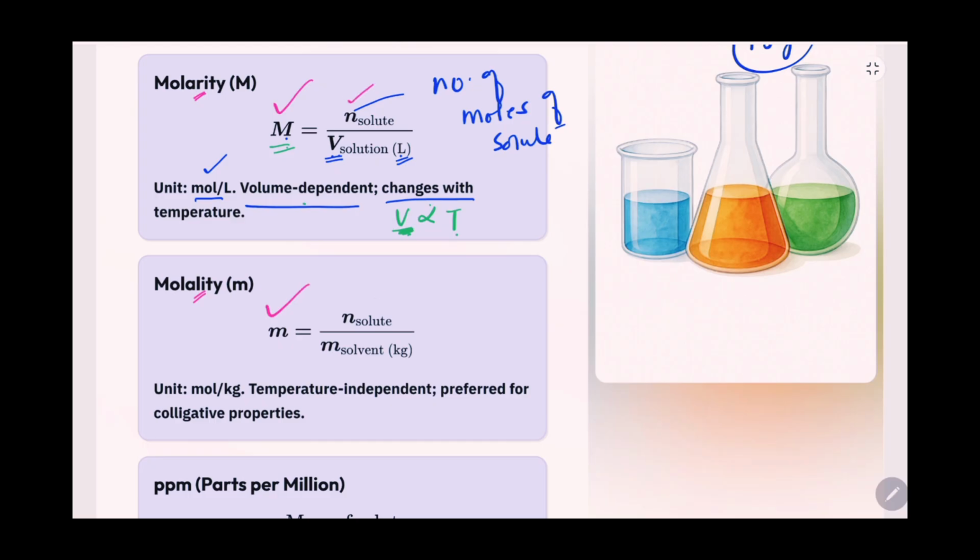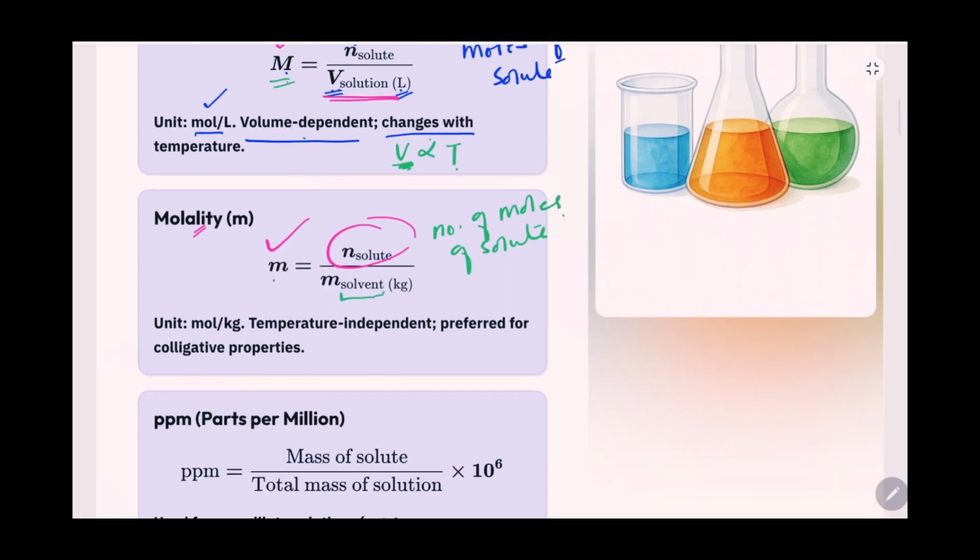Number of moles of solute is common, there is no change, but in the denominator you can see there is a volume factor, whereas here in the denominator there is the mass factor. So mass of solvent. The formula is number of moles of solute upon mass of solvent in kg. So here we are interested not in the solution's mass but in the solvent's mass.